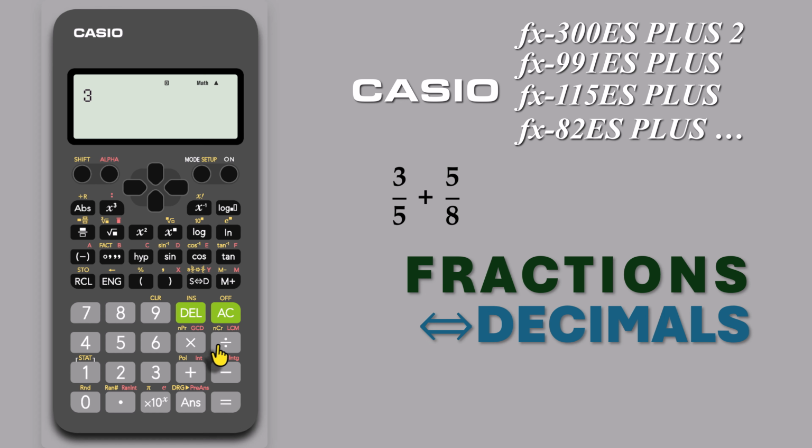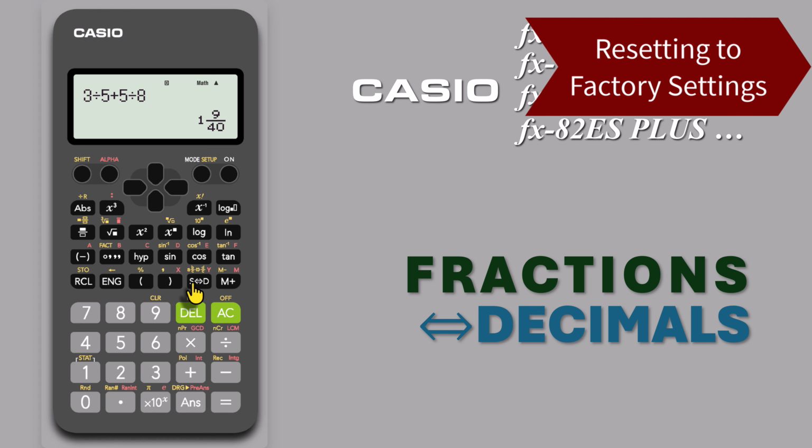Enter 3 divided by 5 plus 5 divided by 8, equals. You get 1.225 immediately. You can still convert this result back to a fraction by pressing S to D and to a mixed number by pressing Shift then S to D.